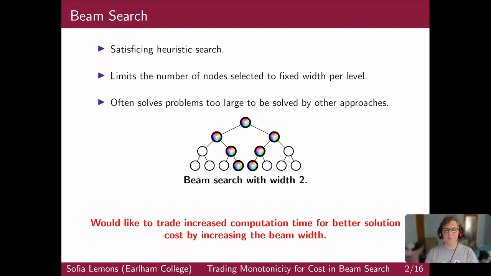Here in the example shown, we see beam search with width 2. And you can see that at every level after the first, it selects and retains only 2 nodes from each level in the state space. This allows it to cut a sort of beam of limited width through a large state space.